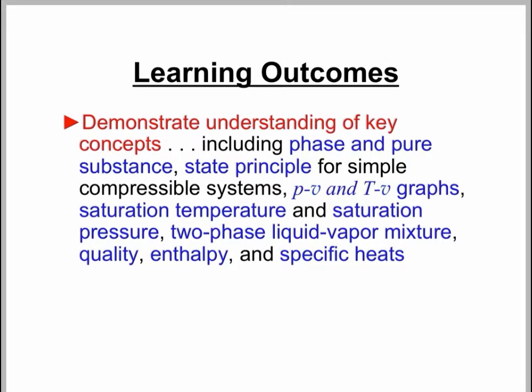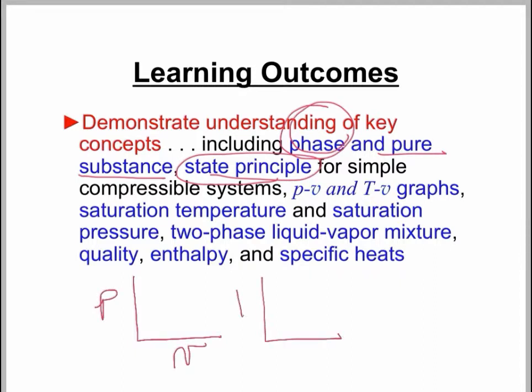What I expect you to get out of chapter 3 are that you understand what is a phase, also a pure substance, and finally, the state principle. As we look at various substances, we will frequently represent them in some form of graph where we might have pressure and specific volume, or temperature and specific volume. They are used quite frequently.